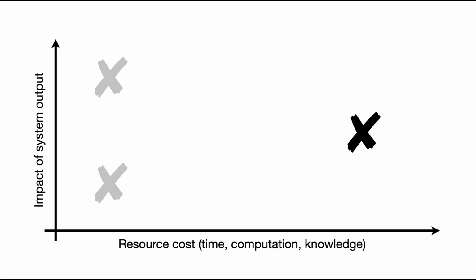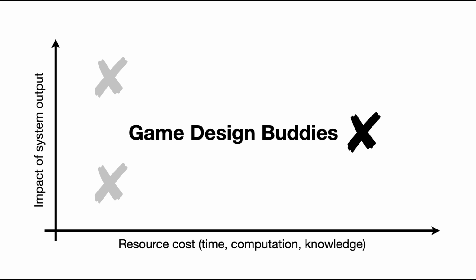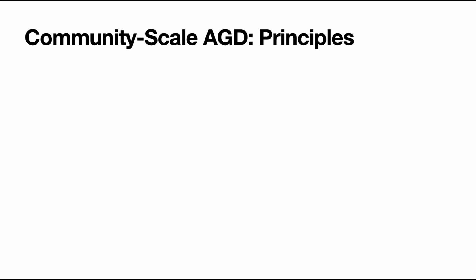So moving along the resources axis and just a little further up the impact axis, we reach a spot where AGD systems are given a little bit more time and computation to work with, and an opportunity to make games with a bit more impact than our 5-minute coffee break distractions. And here we can find a type of AGD system that I'm going to talk a lot about later that I call community scale AGD, or if you prefer, game design buddies. These are AGD systems that can make reasonable sized games on their own, as well as play and analyze games made by other people, offering help and feedback.